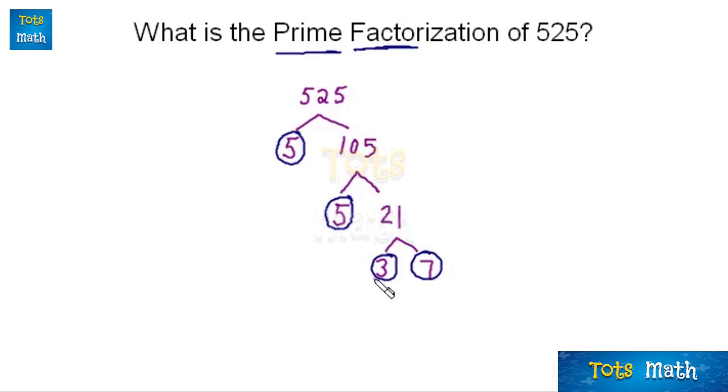So now we have all of our prime numbers. So we can write our prime factorization as 3 times 5 times 5 times 7. And we can simplify this a little bit more by writing 5 times 5 as 5 squared. So this is the same as 3 times 5 to the second power, or 5 squared, times 7. And that's the unique prime factorization of the number 525.